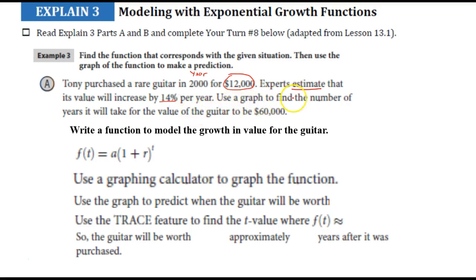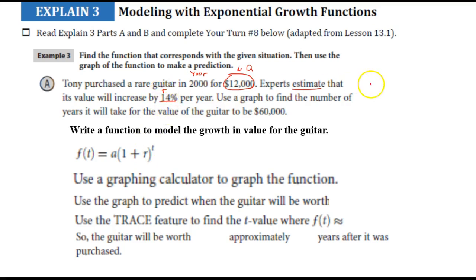It says use a graph to find the number of years it will take for the value of the guitar to be $60,000. So the first thing we're going to do is write a function to model the growth value of this guitar. I'm going to identify my initial value, which he bought for $12,000, as my A value. And then our rate, or R, is going to be my percent.